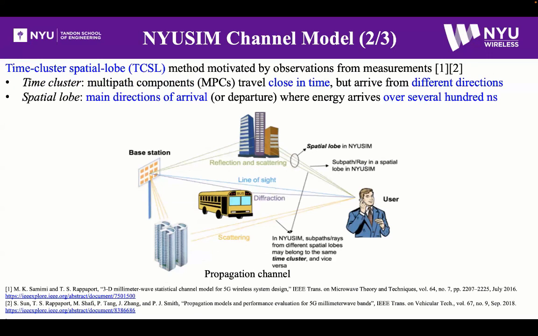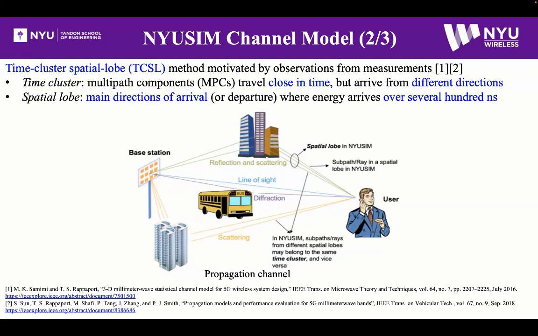Now, to conceptually understand what the NYU model is and how it differs from a typical 3GPP model: one of the things that we had very early figured out and laid the foundations for is the channel modeling methodology that is used in the NYU models. The NYU model employs a technique called the time cluster spatial lobe method. This has been developed based on our observations from channel measurements that we have been conducting throughout the past few years. In the time cluster spatial lobe approach, we have a time cluster, which is basically defined as multipath components which travel close in time, but could arrive from different directions.